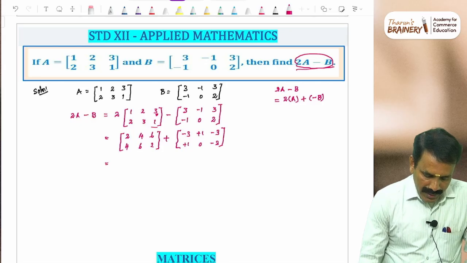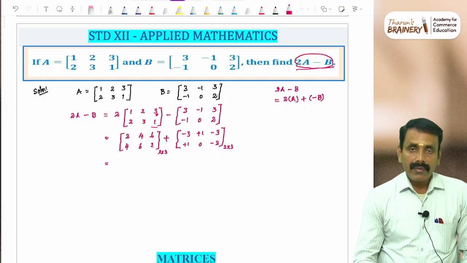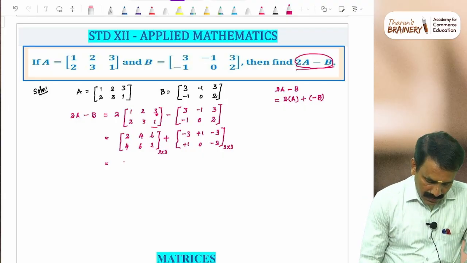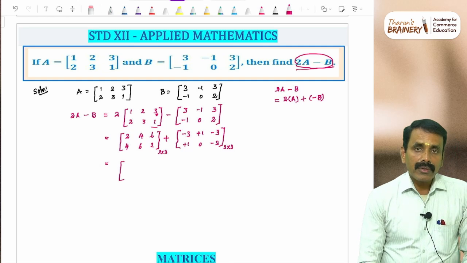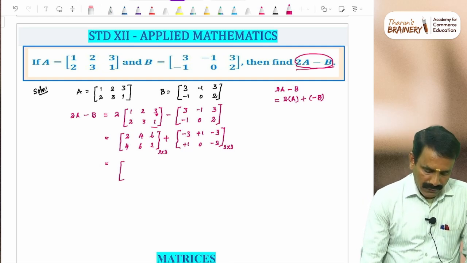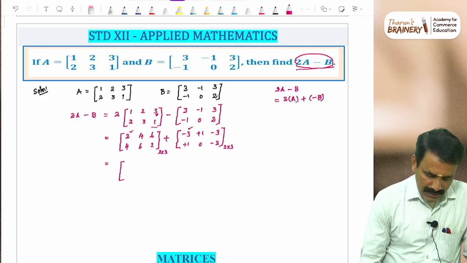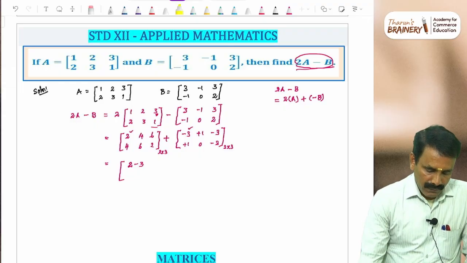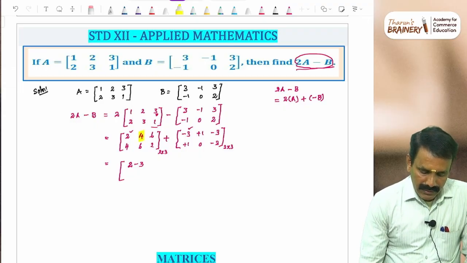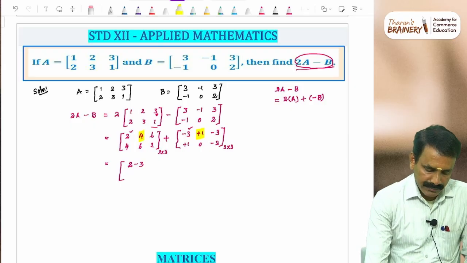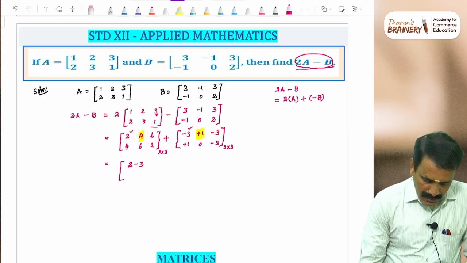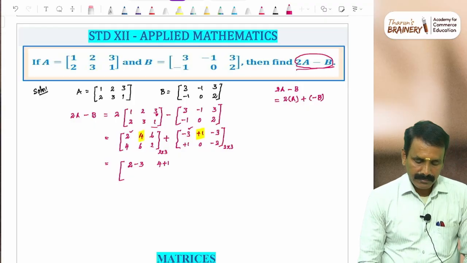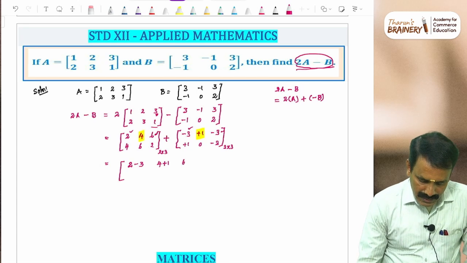And this is a matrix of order 2 by 3 and this is also of order 2 by 3. We can add now. When we add, the corresponding elements should be added. Here the first row first column element is 2, and here the first row first column element is minus 3. So, we simplify 2 minus 3. Next, the first row second column element is added with the first row second column element of the second matrix. So, it is 4 plus 1. Same way, first row third column element added with the first row third column element, it is 6 minus 3.